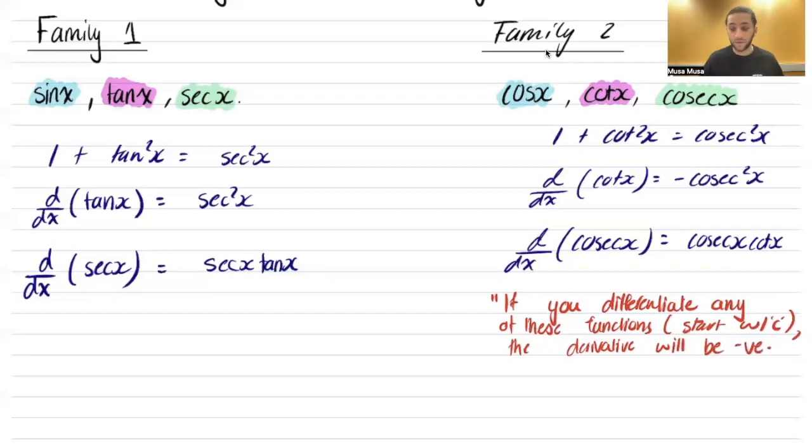Which is why the derivative of cos is minus sine. That's why the derivative of cot is minus cosec squared. And that's why the derivative of cosec is minus cosec cot. Okay.